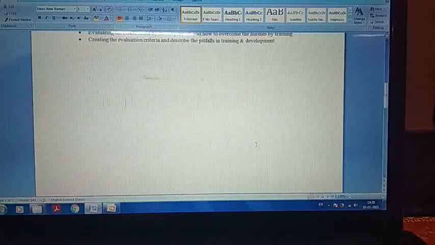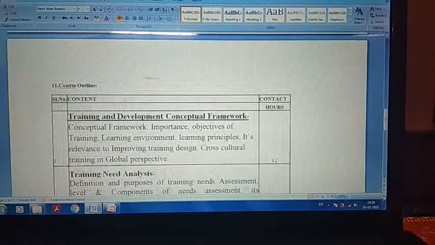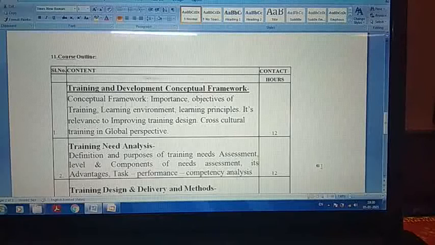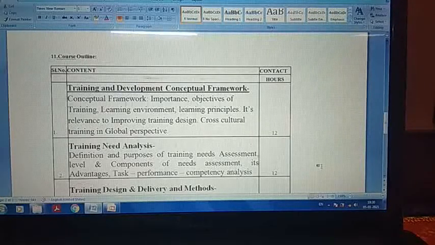Let us discuss a little about your syllabus. So the very first unit, it talks about training and development, the conceptual framework. So it basically talks about the importance of training, why it is important to impart it to employees. Particularly here we are talking of training and development in terms of people, those who are working in organizations, right? So its importance, then objective of training, why the training should be imparted. So it has been emphasized upon.